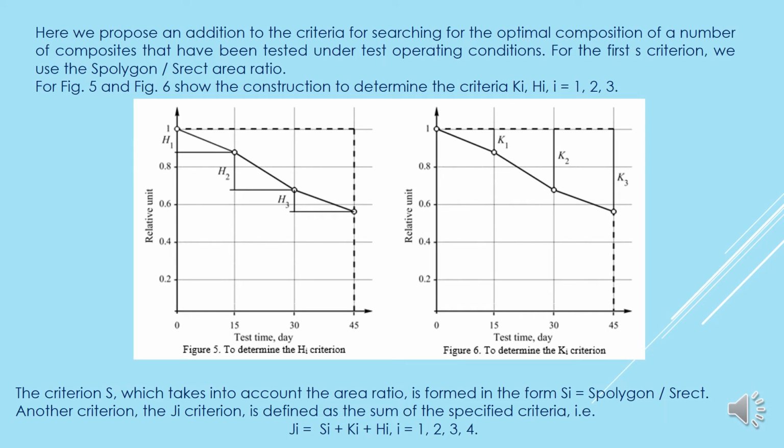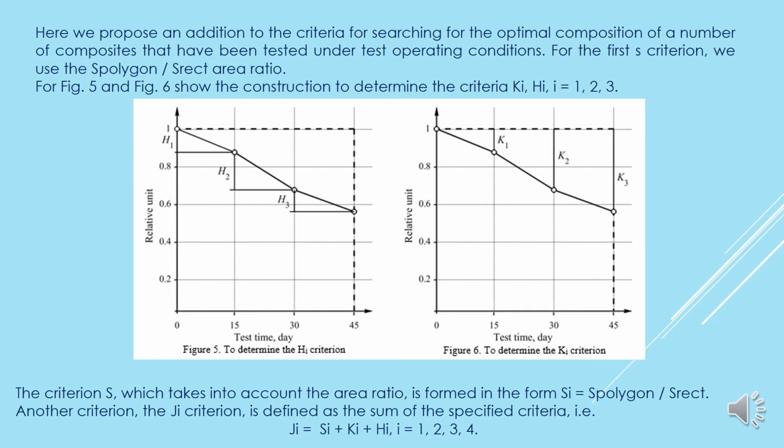Here we propose an addition to the criteria for searching for the optimal composition of a number of composites that have been tested under test operation conditions. For the first criterion, S, we used the S polygon to S-rect area ratio. Figures 5 and 6 show the construction to determine the criteria K_i and H_i, where i is equal to 1, 2 and 3. In Figure 5 you can see how to determine the H criterion. In Figure 6 you can see how to determine the K_i criterion.